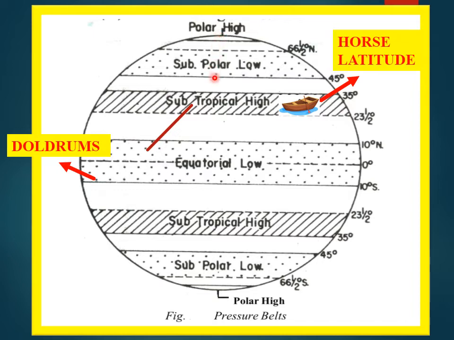Then we see the next is the subpolar low, where air from the subtropical high and polar high converge and rise, creating an area of subpolar low pressure belt. And the polar high pressure belt remains high pressure because it receives the inclined rays of the sun. So there are a total of 7 pressure belts of the world. Equatorial low is also known as doldrums, and subtropical high pressure belts are also known as horse latitudes.